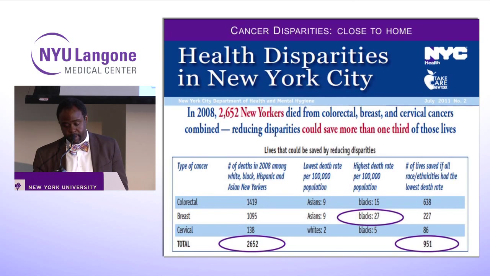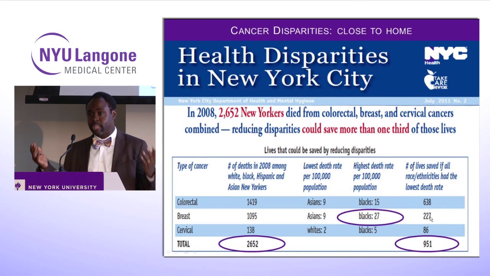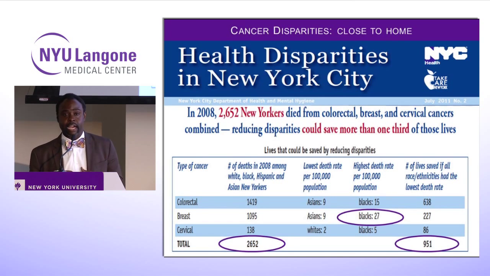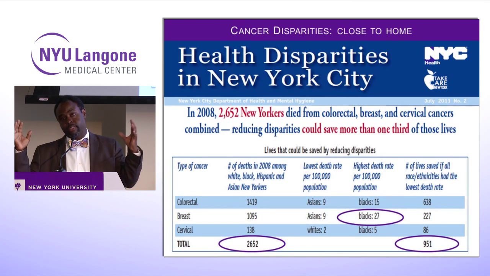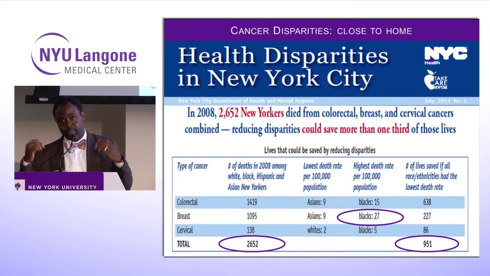So here in New York City, this is a report from 2008 that basically looks at 3 major cancers in the U.S., and it compares the people with the lowest current death rate with the population with the highest death rate. And this number here is how many lives would be saved if we were to equalize that and bring the population with the highest death rate down to equal the lowest death rate.